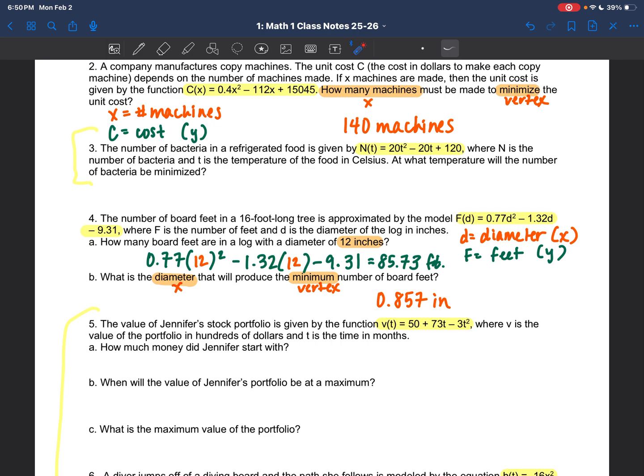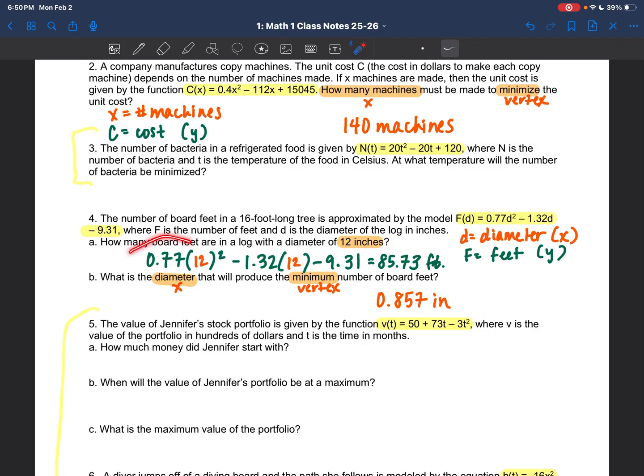So now if you're not sure which one's which, look here. So notice D is your diameter. That's really your X value, and all of this is your Y value. So feet is a function of D. So let's look here. How many board feet are in a log with the diameter, so we're looking at our X, of 12 inches. So we're going to take this equation, and wherever we see 12 inches, because that's our X value, we're going to substitute that in.